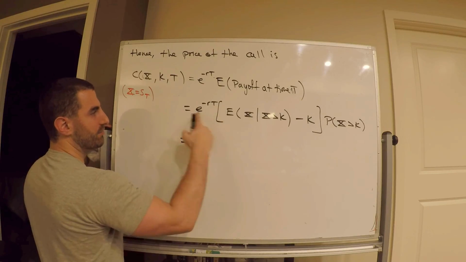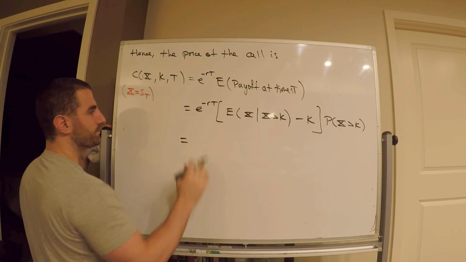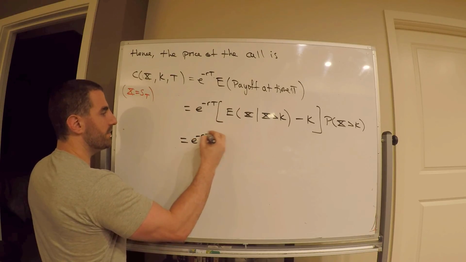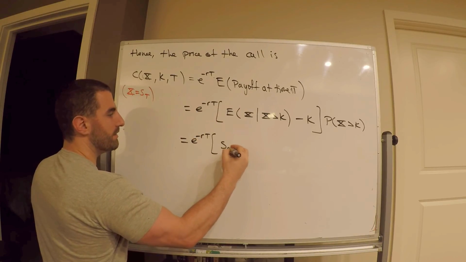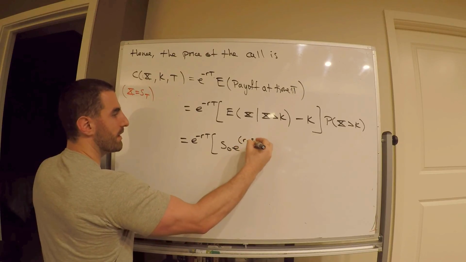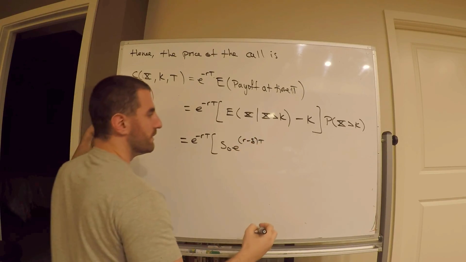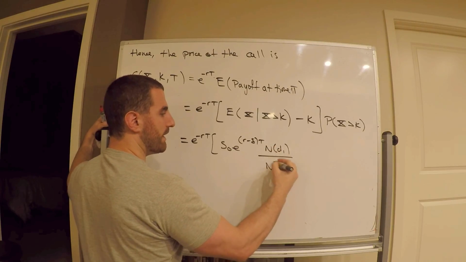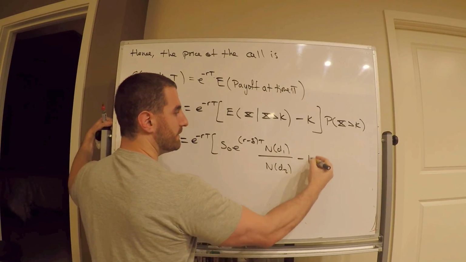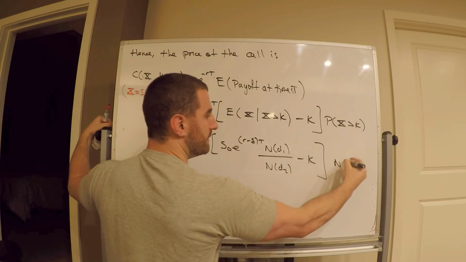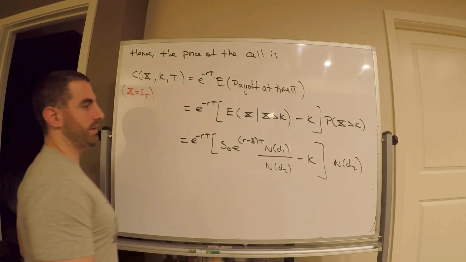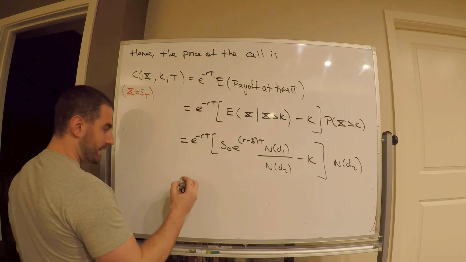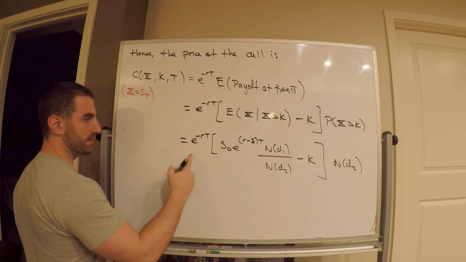Distribute the probability. This is equal to, let me just write it out. This is e to the negative rT times S0 e to the r minus delta T times n of d1 divided by n of d2, minus K times n of d2. Oh boy, we have it. I wasn't sure if I was ever going to get to this point. We have it though. This is it.